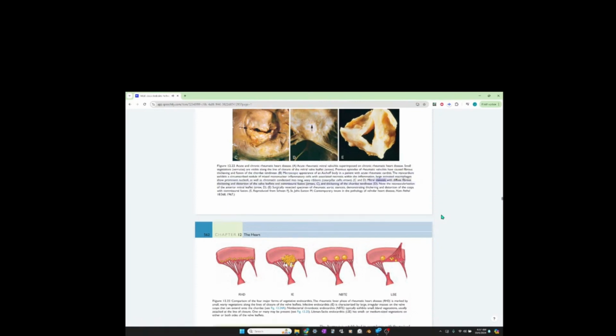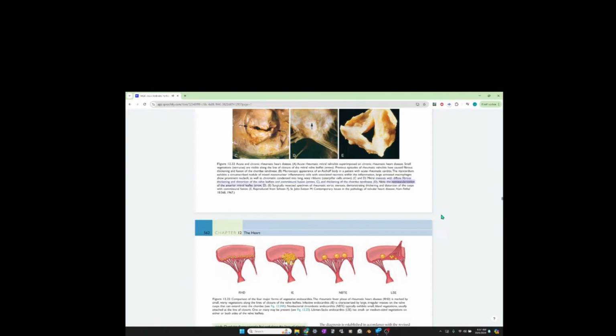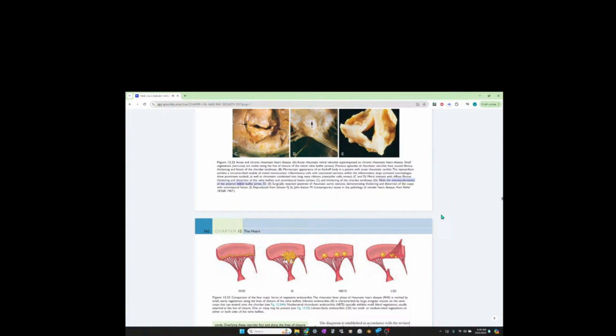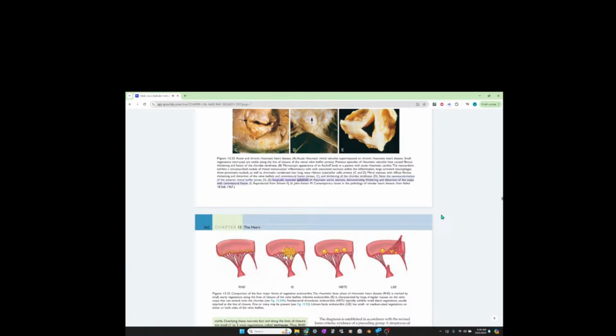C, mitral stenosis with diffuse fibrous thickening and distortion of the valve leaflets and commissural fusion and thickening of the chordae tendineae. Note the neovascularization of the anterior mitral leaflet. D, surgically resected specimen of rheumatic aortic stenosis, demonstrating thickening and distortion of the cusps with commissural fusion.